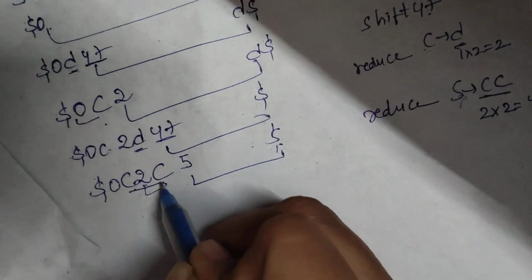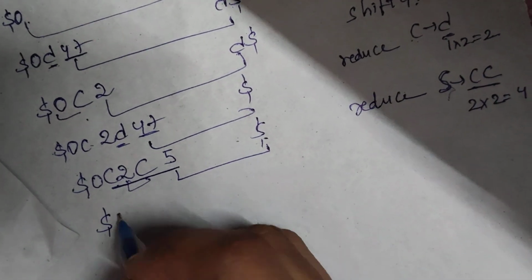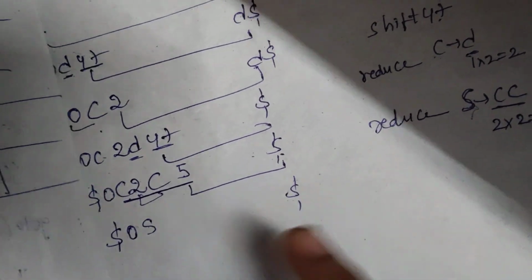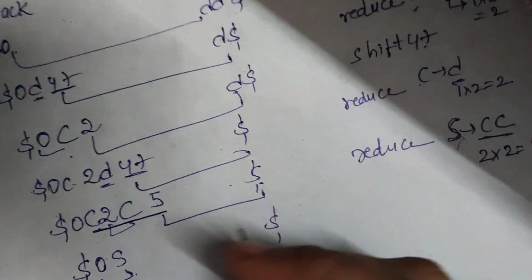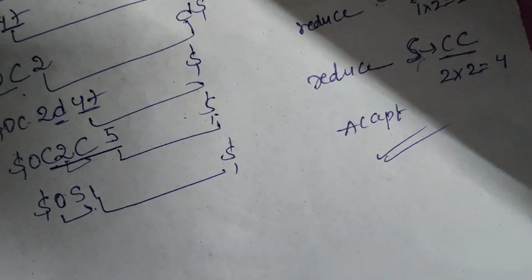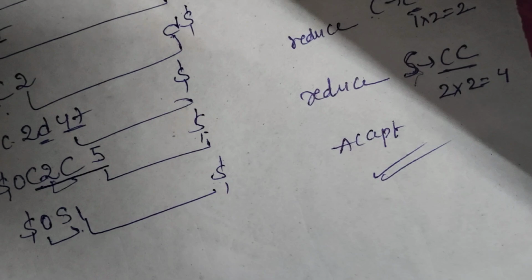2 and capital C is 5. So 5 and dollar. What is 5 and dollar? 5 and dollar is reduce 1. So what is the first production? We have R1, right? This is capital S produces capital CC. So the right side has 2 elements. You need to multiply it with 2. So 4. Totally 4 elements you need to pop. So 1, 2, 3, 4. You need to pop these 4 elements. You just need to push the left side element here. So after push and pop, we'll get like this.